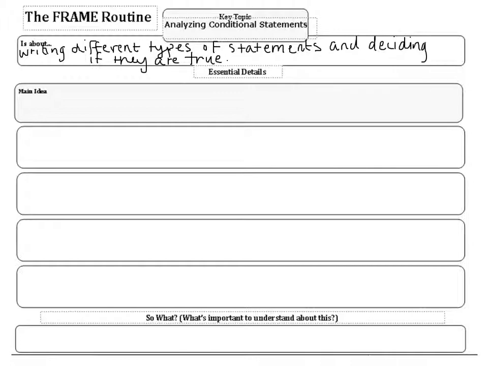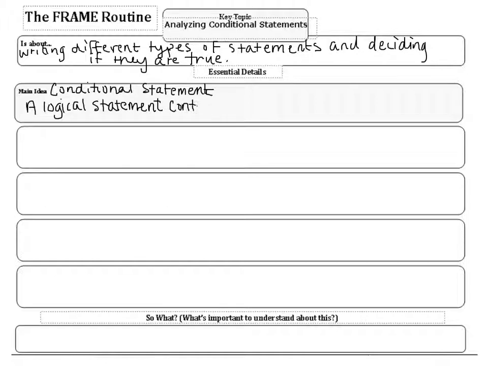Okay, so the first main idea, and probably one of the most important main ideas here, is what a conditional statement is. And a conditional statement is a statement that has an if and a then statement. So this is a logical statement. It makes sense. A logical statement containing two parts. So it's got two parts, a hypothesis and a conclusion.